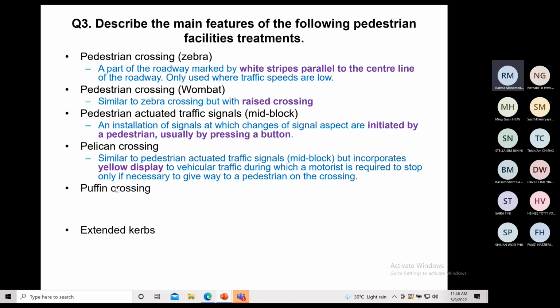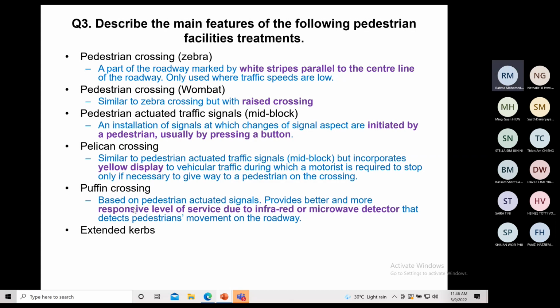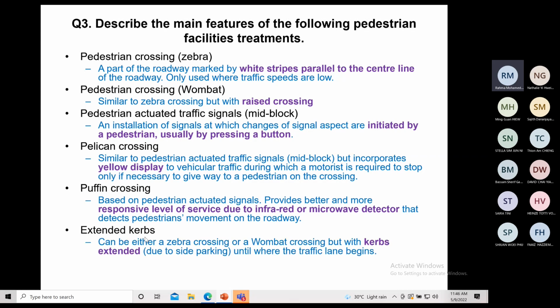Then we have puffin crossing. This one has microwave and infrared detectors to detect the demand. If there is high demand, then it will allocate longer time for pedestrians to cross. So it's more responsive. Then we have extended curbs. As I said earlier, part of the curb has been extended so that vehicles can see the pedestrian easily and pedestrians can see the vehicle easily.